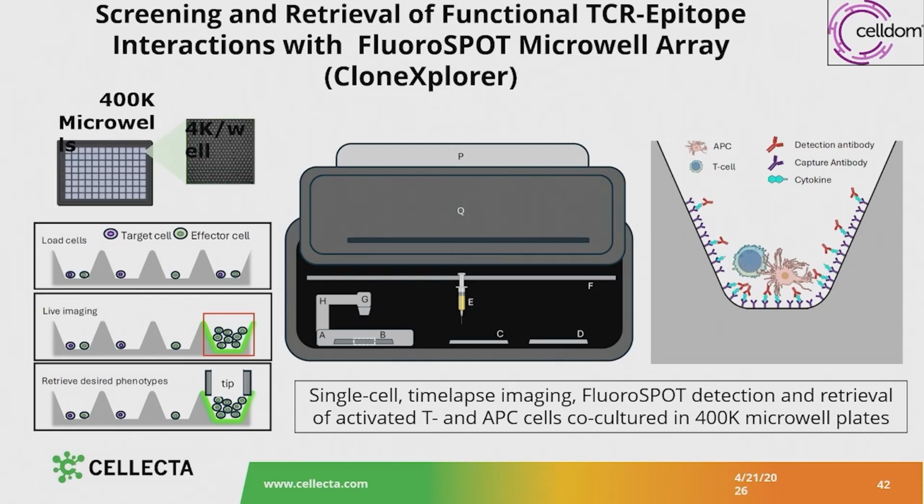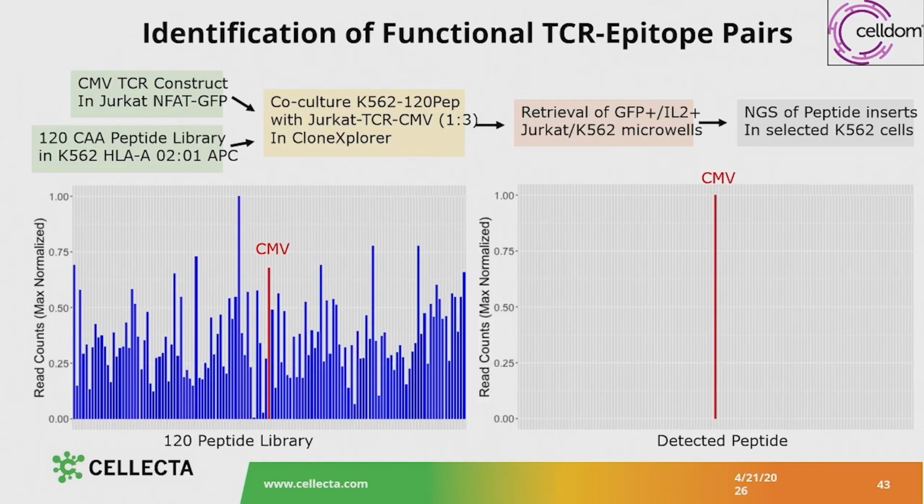And we did this experiment using this technology. We built a library of 120 peptides, cloned them in an HLA-0201 background as the trimeric complex, and screened them using a CMV construct cloned in Jurkat reporter cell lines. You can see here the original population of the peptides in the library, and here what happened when we selected GFP positive clones. The majority of clones that we selected have CMV peptides, which demonstrates how this technology can be used for this type of screen.